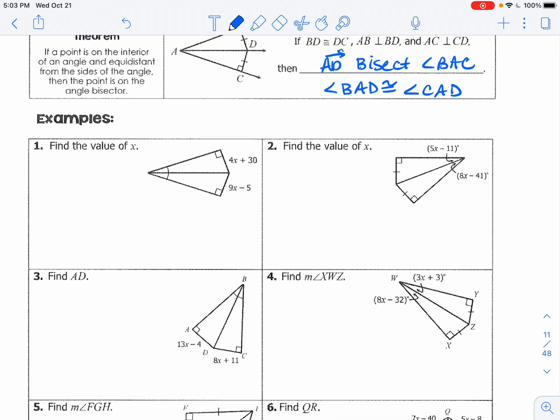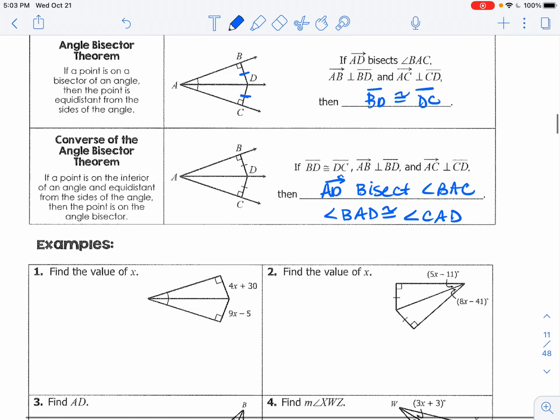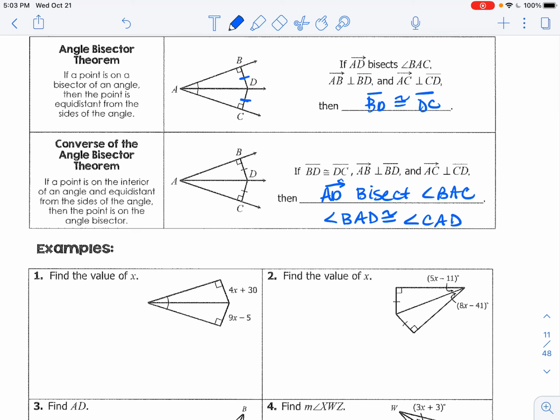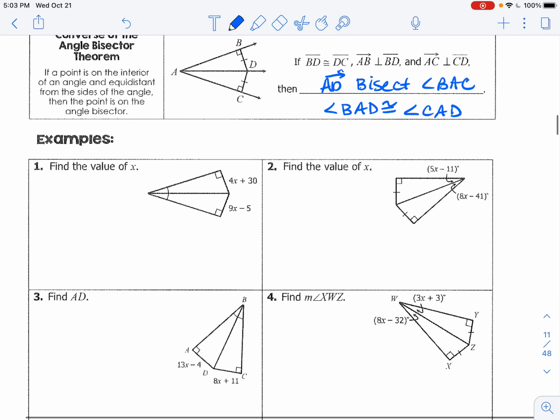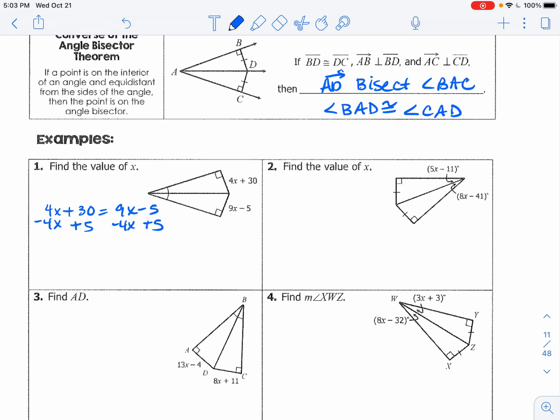Let's take a look at an example. So what we see here, we'll be applying the angle bisector theorem. So the two little segments, these guys, will be congruent to each other. Let's go ahead and set those equal to each other and then solve for x. All right, let's get our x's on one side. So I'm going to take away 4x on both sides, and I'm going to go ahead and add 5 to both sides. So I have 35 is equal to 5x. Divide both sides by 5, and x is equal to 7.